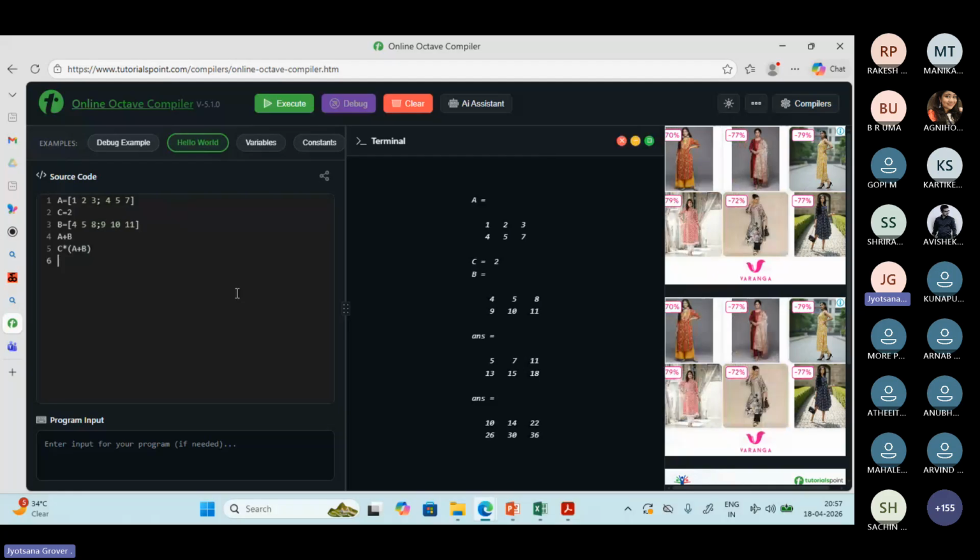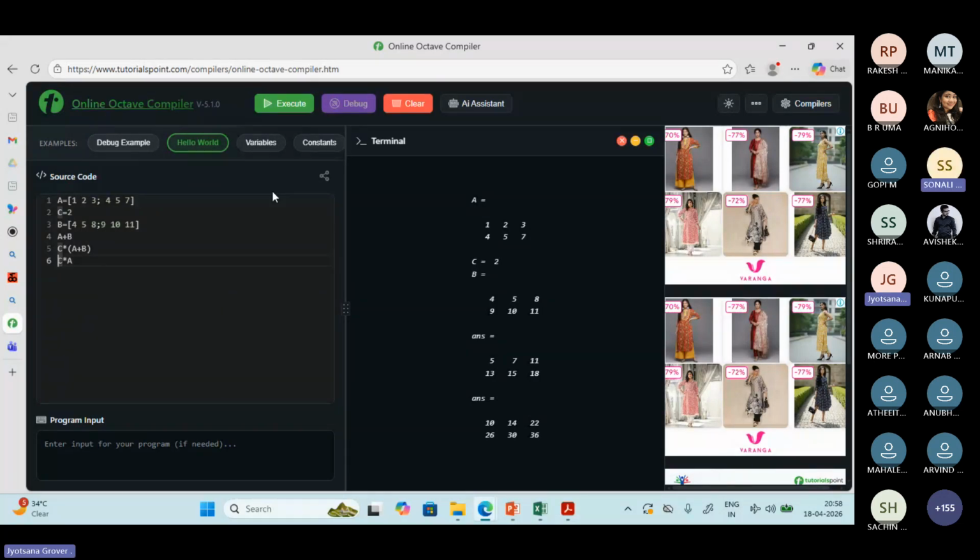All right. Now if I say C into A, what do you think it will give? Can you tell me what will happen to C into A? You are multiplying scalar C with the whole matrix A. Can you tell me what will happen? Everything will be multiplied by 2. Each element will be multiplied with C.